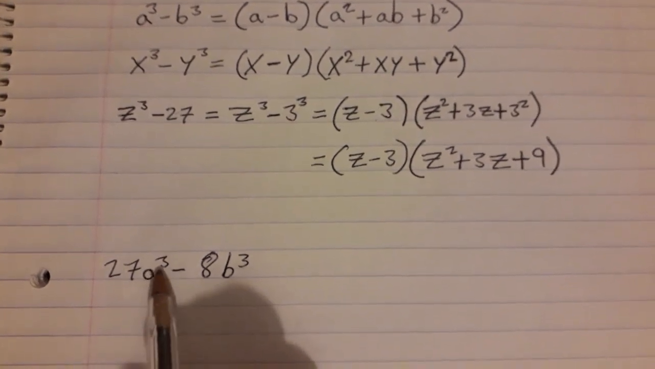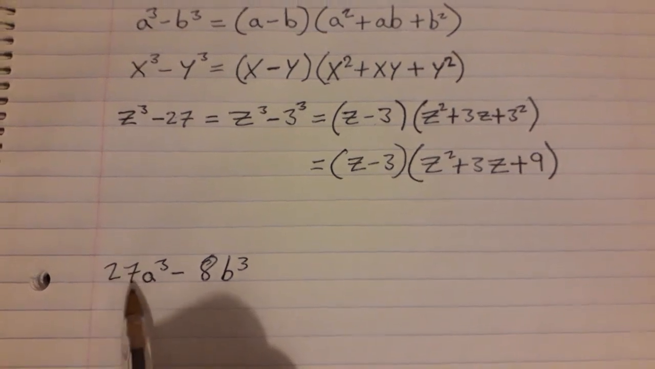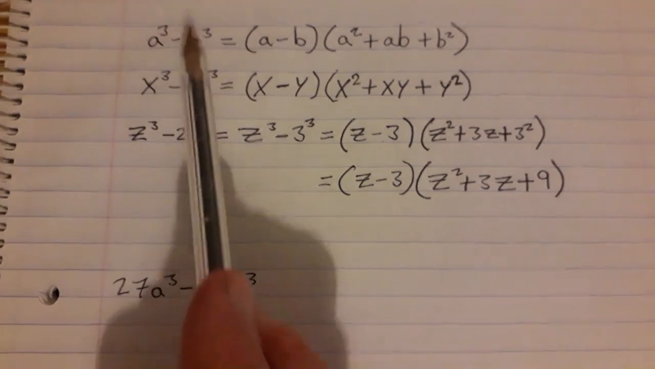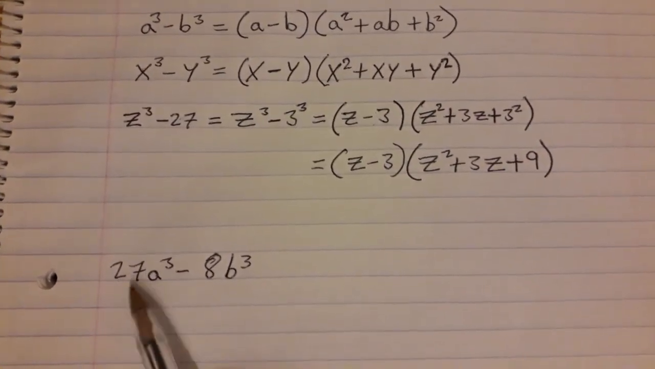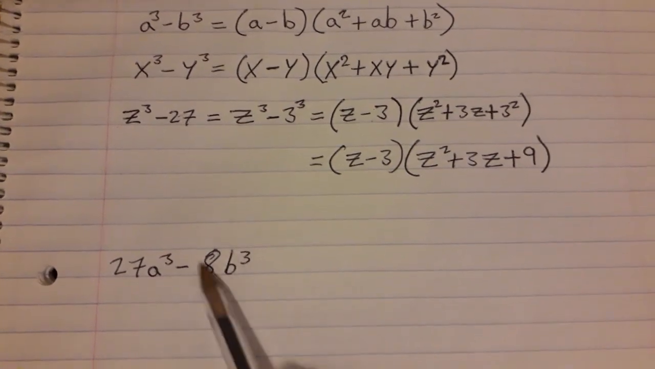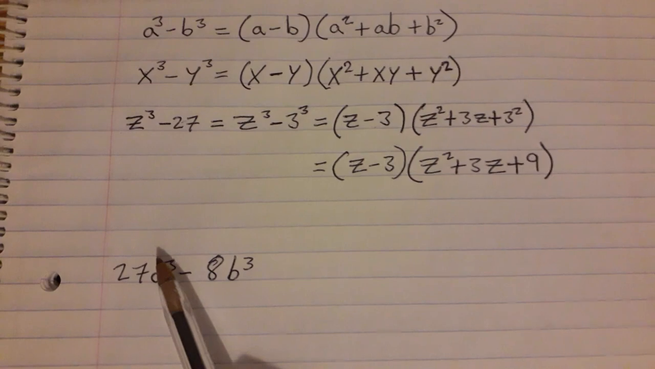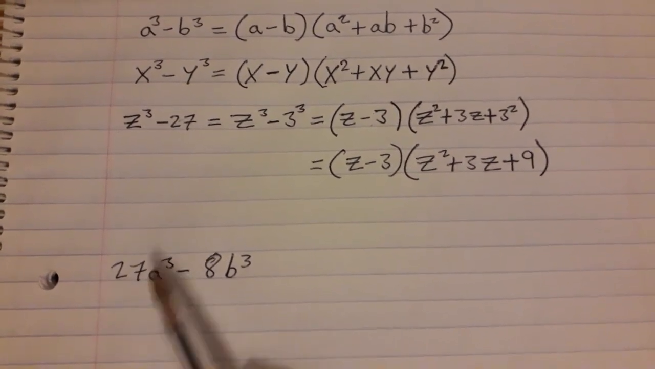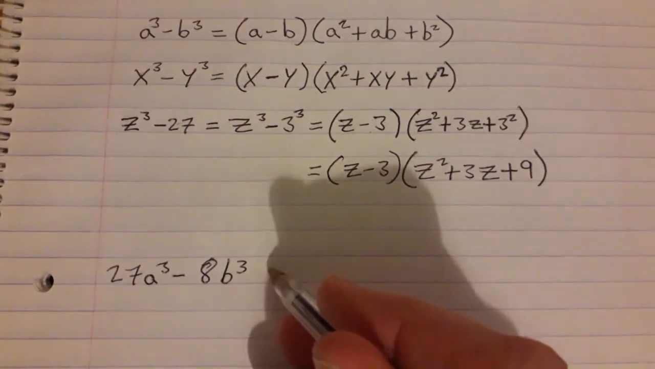The reason it's not in the right format is because the a here is being cubed, but the 27 is not. This literally means 27 multiplied by a cubed. And in order to use the difference of two cubes, like up here, everything in the first position must be being cubed, and everything in the second position must be being cubed. So we must change this into something that's being completely cubed, and this similarly into something that's being cubed.